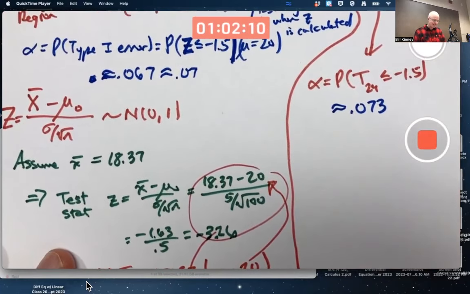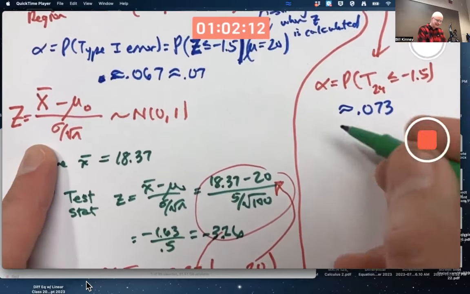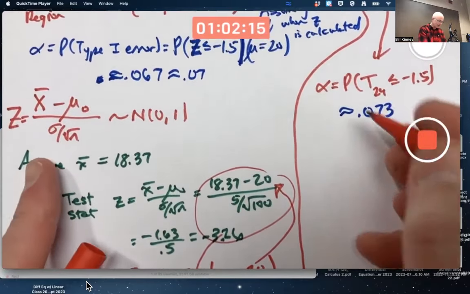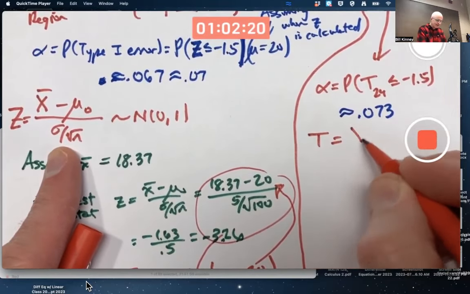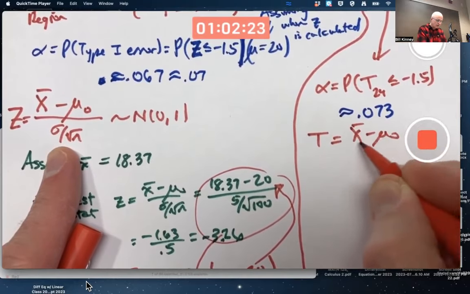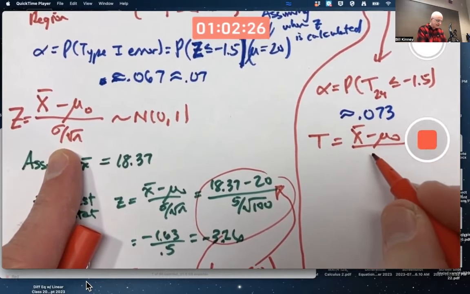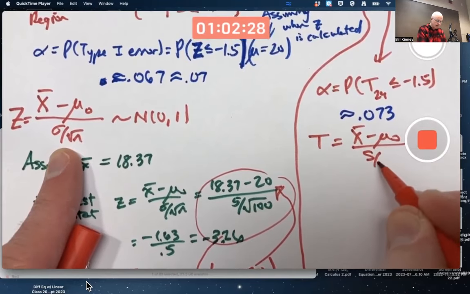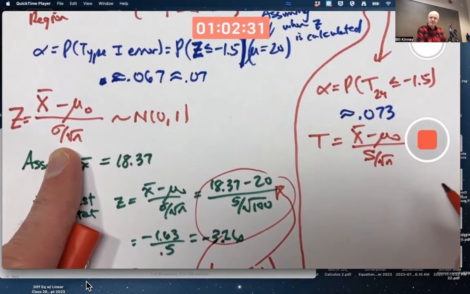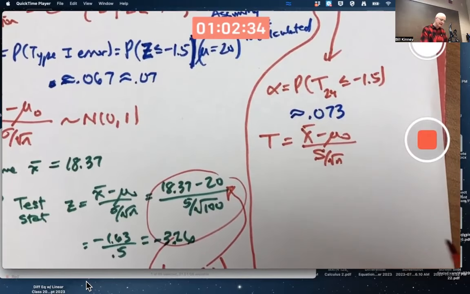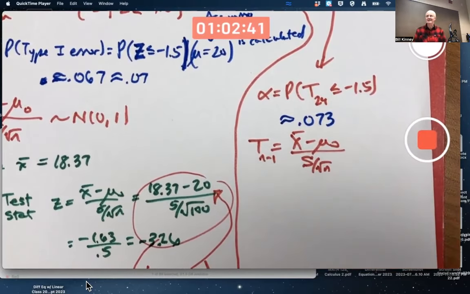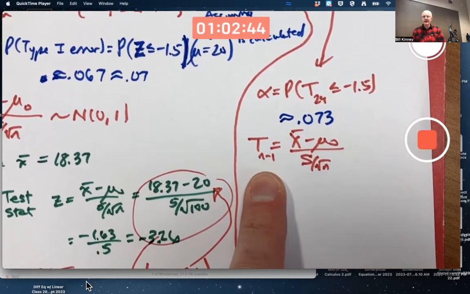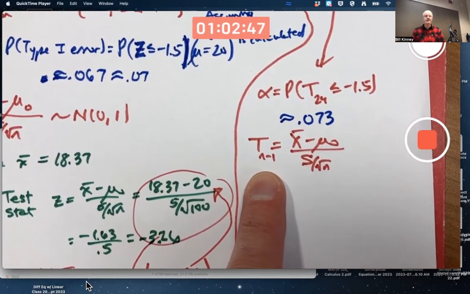What's the test statistic? It's similar to this, except instead of Z, it's T. I'll use a red pen again here. It's still capital X bar minus mu naught in the numerator, but in the denominator, instead of sigma over square root of n, it's S over square root of n, where this is really a capital S. T distribution with n minus 1 degrees of freedom. I'm not going to put a tilde and an N(0, 1) because it's not that. By putting a subscript of n minus 1, I'm saying it's got a t distribution with n minus 1 degrees of freedom.